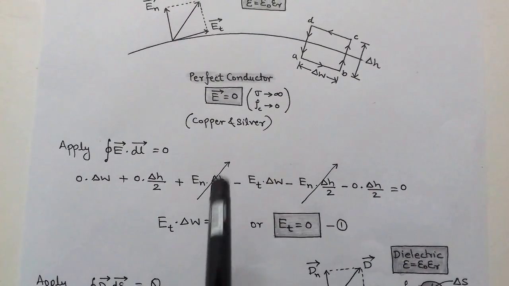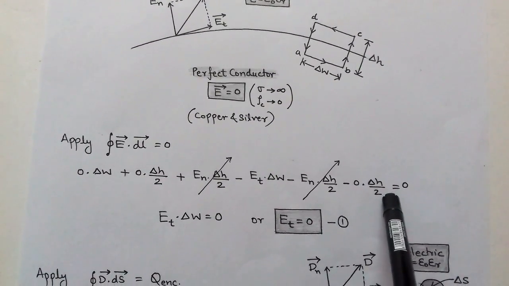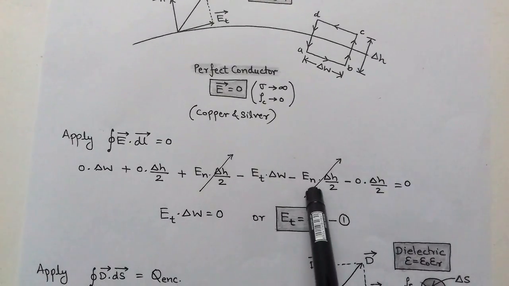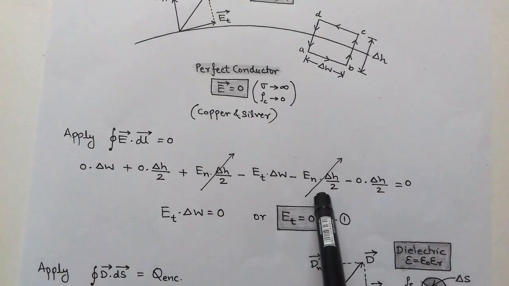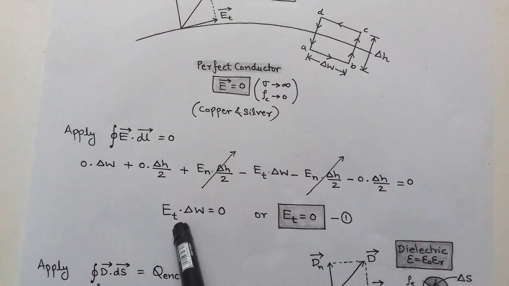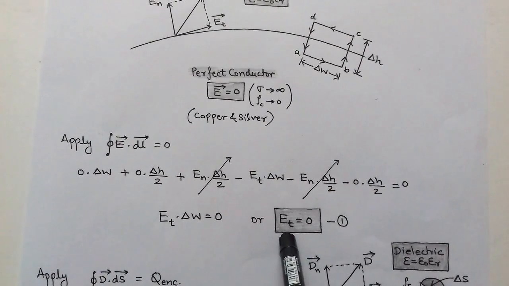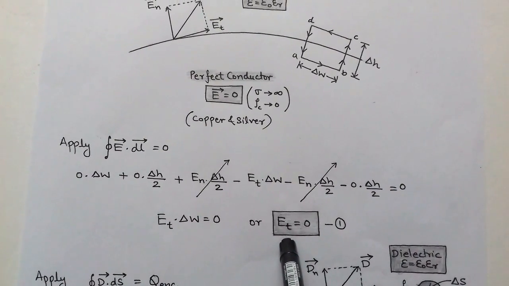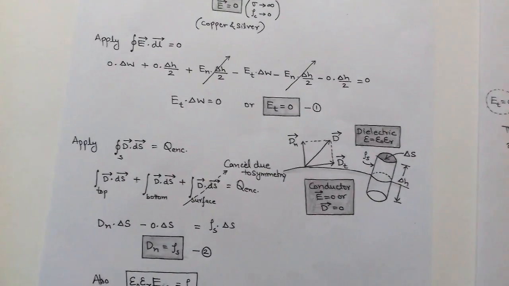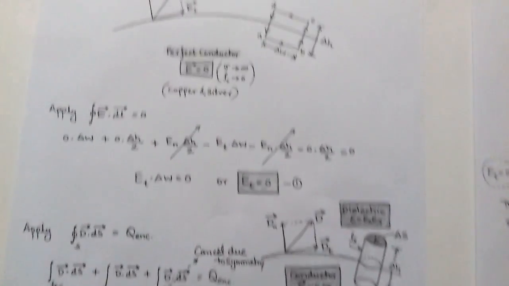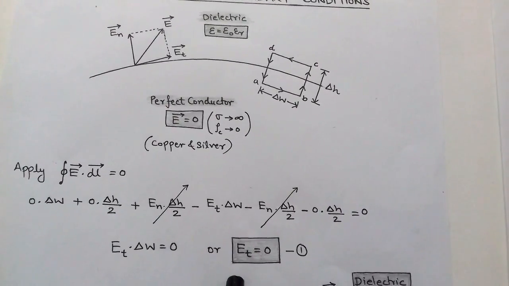So within a perfect conductor, the E dot dl term is 0, and there is a cancellation of the normal component over half of the height, that is En delta H by 2 and minus En delta H by 2 are cancelled. We get only Et delta W equals to 0. So the tangential component of E is equal to 0 after assuming that delta H tends to 0. So in the conductor-dielectric boundary, the tangential component is 0.